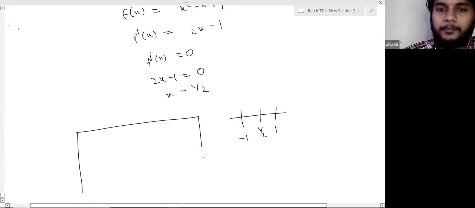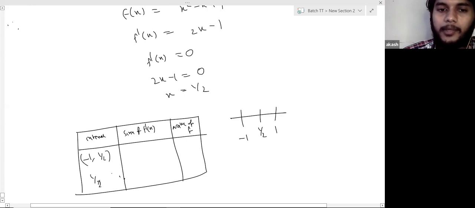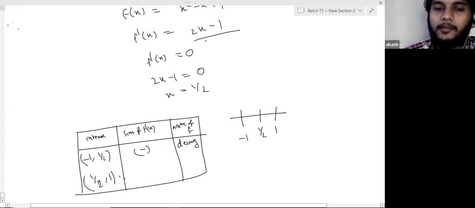Drawing the table. Interval, sign of f dash x, nature of f. The intervals are minus 1 to half and half to 1. You can put any number, we can put 0. If you put 0 here, this will be negative, so decreasing. And if you put 3 by 4, right? Don't put 1 by 4, 1 by 4 is lesser than half. So 3 by 4 you can put. If you put 3 by 4, this will be 3 by 2 minus 1, which is 1 by 2, positive, so increasing. Right, Sahil?